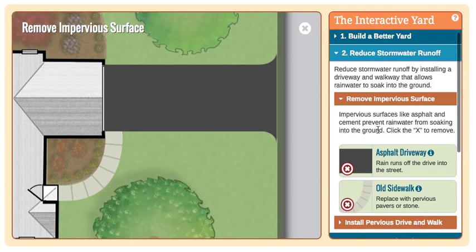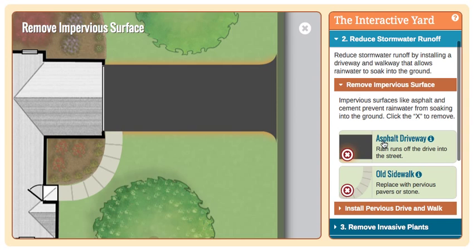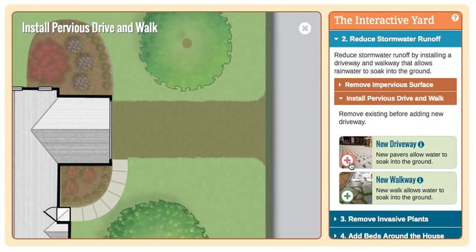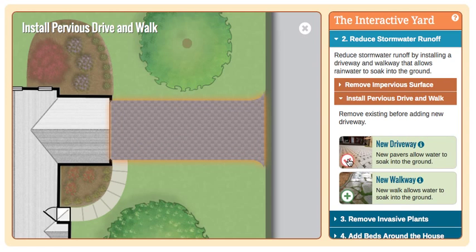In this case, the impervious surface, which includes the driveway and the sidewalk here. So in order to remove the driveway, you will click on the X, and it will automatically remove it. You will then, in this case, later be replacing it with a new pervious surface, one that allows rainwater to soak into the ground rather than running off into the street.